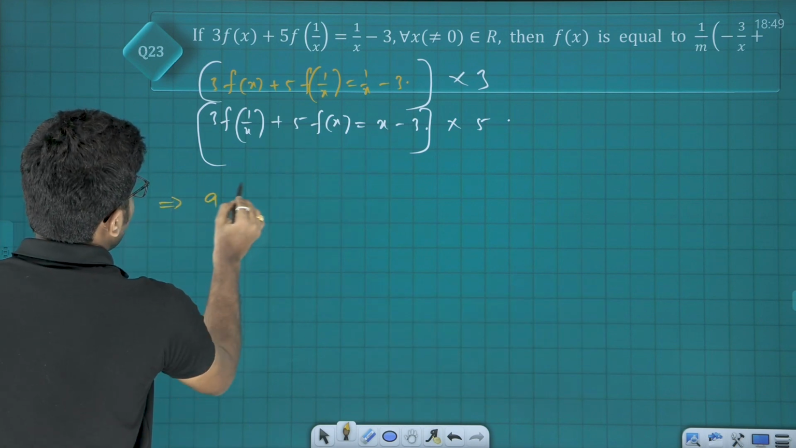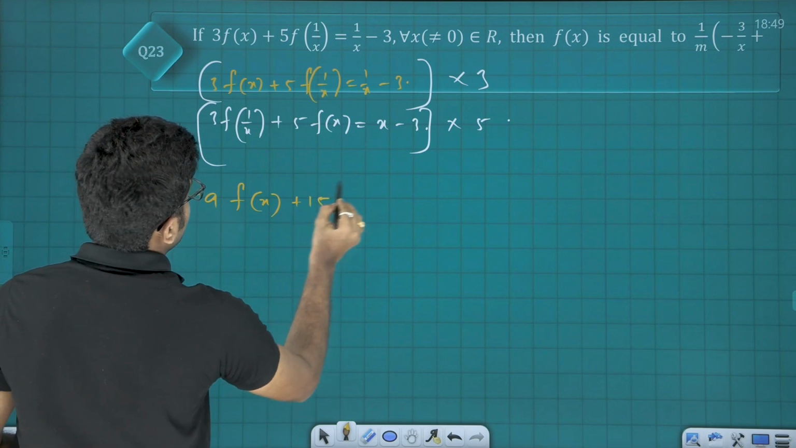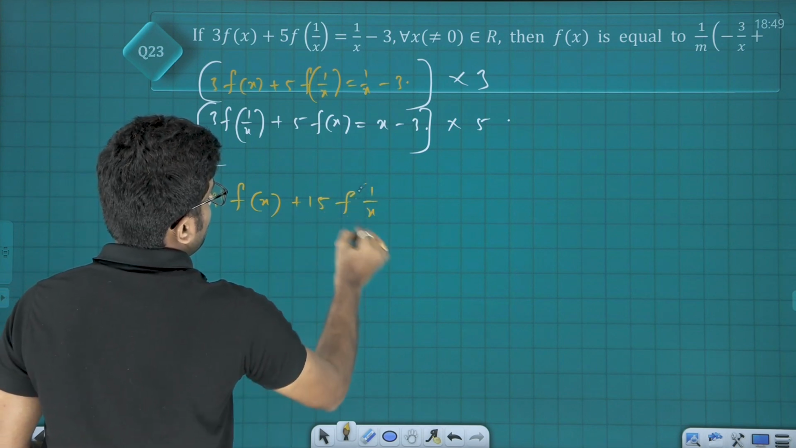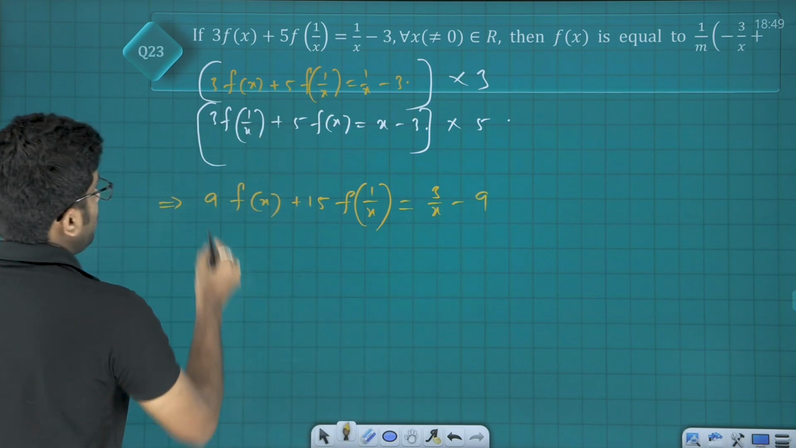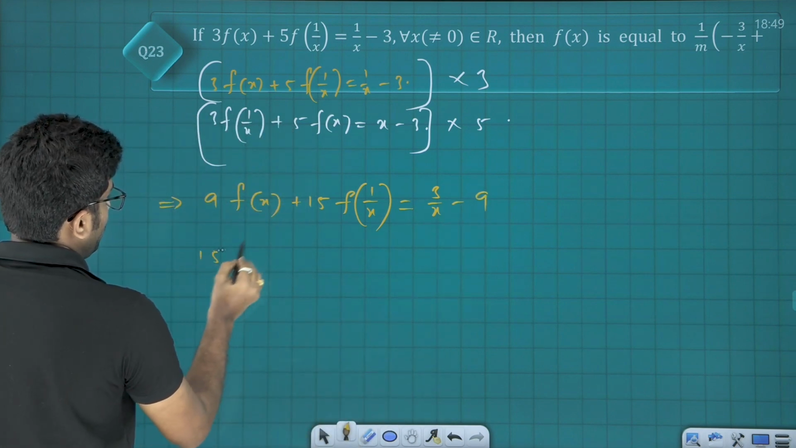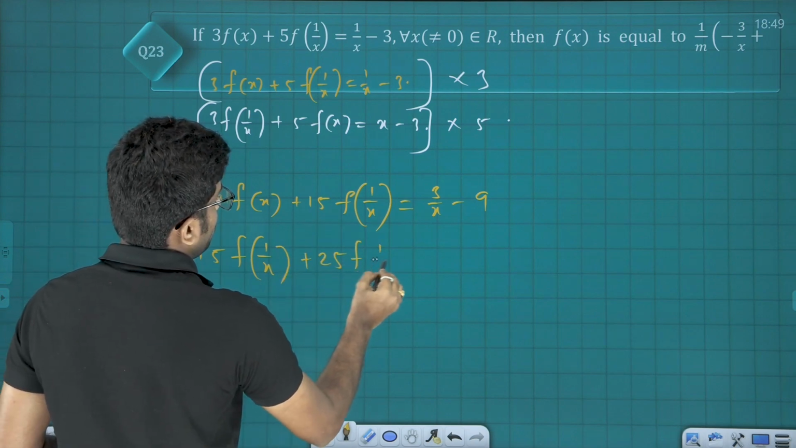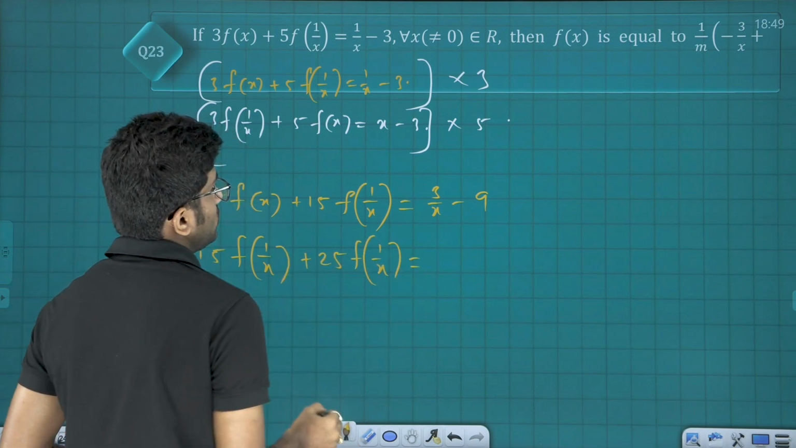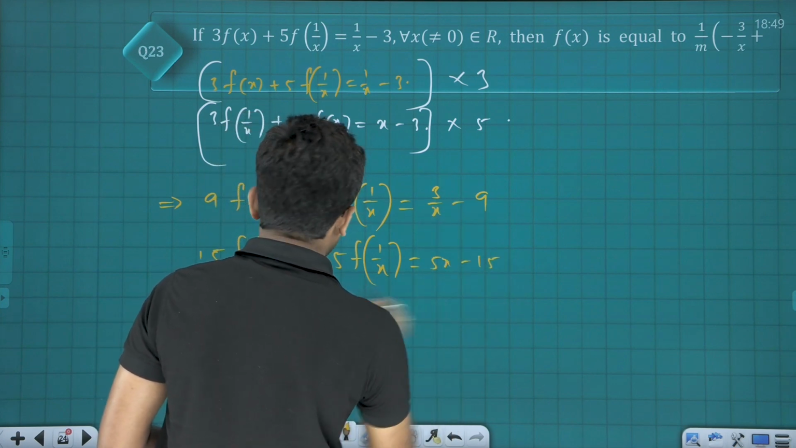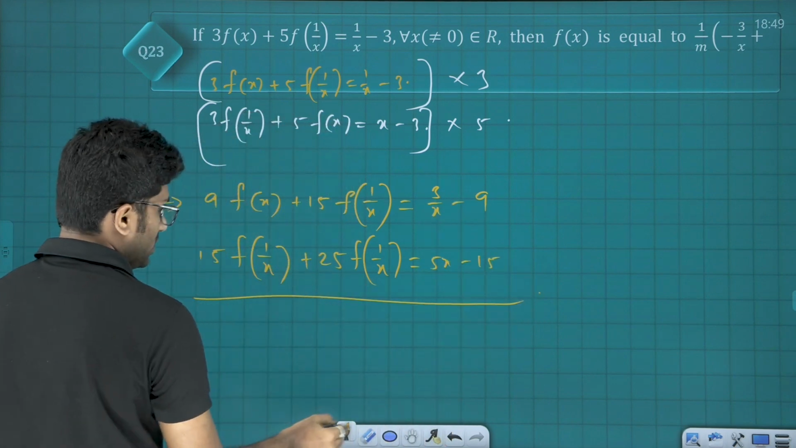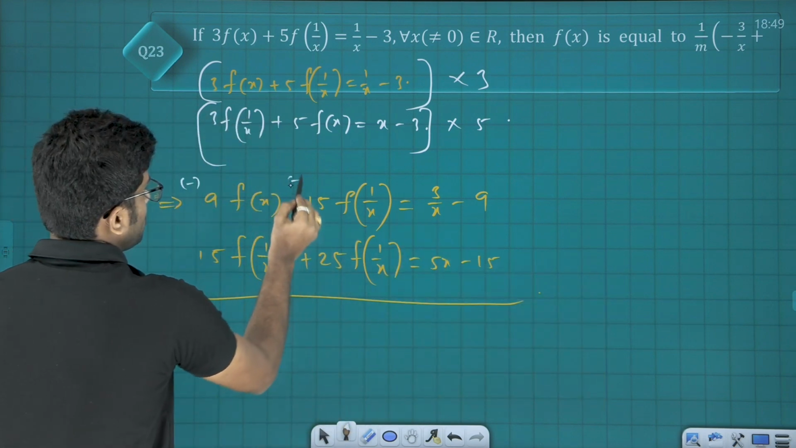3 times 3 is 9 times f of x, plus 3 times 5 is 15 times f of 1 by x, is equal to 3 by x minus 9. Whereas 5 times 3 is 15 times f of 1 by x, 5 times 5 is 25 times f of x, is equal to 5x minus 15.